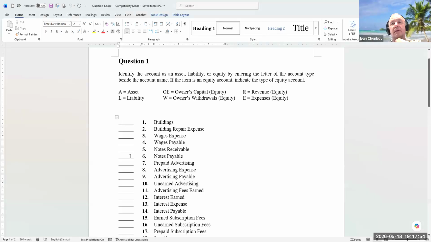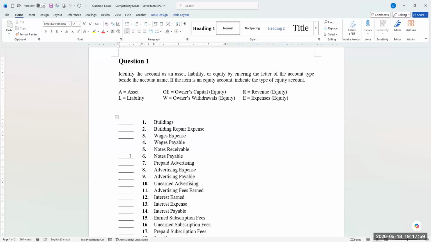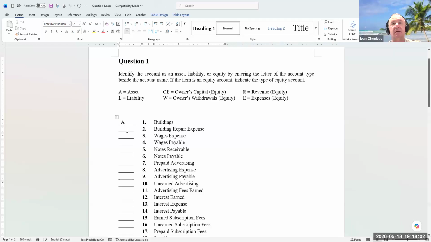Let's go with the building. What do you think building is? Asset. No questions about it, it's asset. How about the building repair expense? Every time you see expense at the end, most likely it's expense, unless there's some exclusion. And every time you see revenue, most likely it's revenue. When you see payable, it's most likely liability. When you see receivable, it's most likely asset. So in this case, we're seeing expenses, so that means easily an expense account.